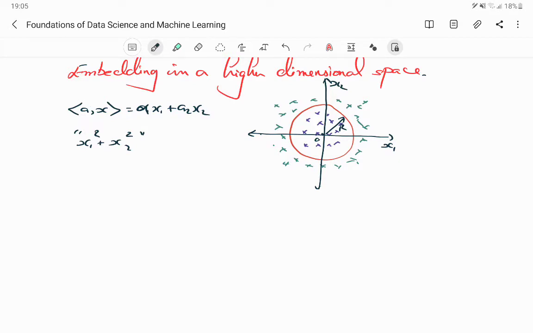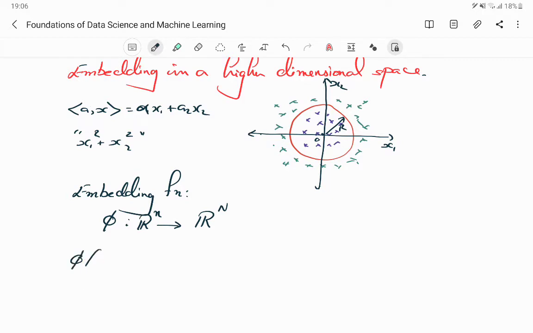but maybe in a higher dimensional space. So what we do is we pick what is known as an embedding function. Let's call it phi, from the vector space in which the data resides, which is R^n, to a higher dimensional space, R^N. In the example that we have here, we'll use phi of x1 comma x2 to be x1, x2, x1 squared plus x2 squared. So your phi is essentially in this particular case a mapping from R2 to R3.